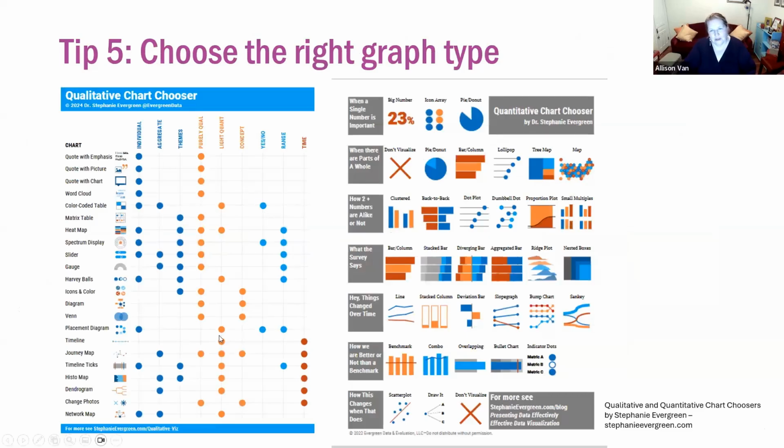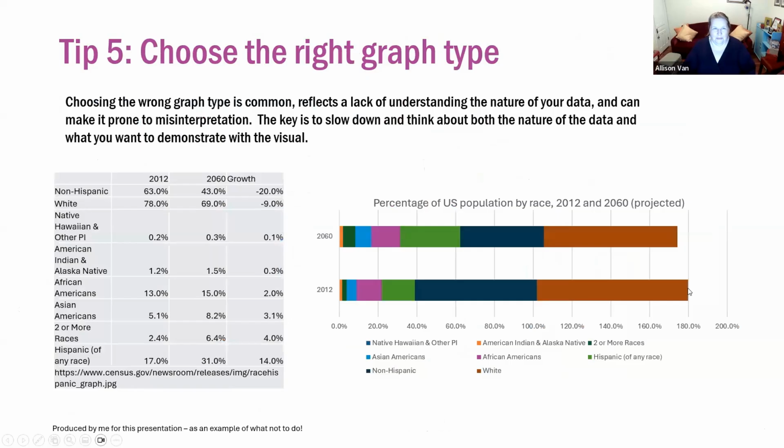So this is a qualitative chart chooser that you saw earlier. Here is a quantitative chart chooser. And you cannot use every graph for every purpose. And so being able to understand what you're trying to do here, and then use the graphs that are appropriate to that. Again, choose the right graph type.